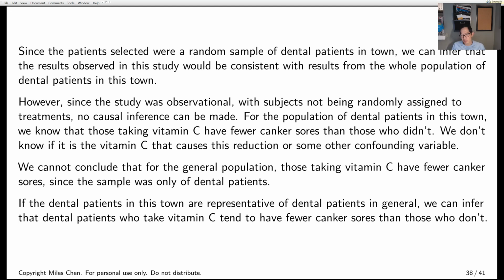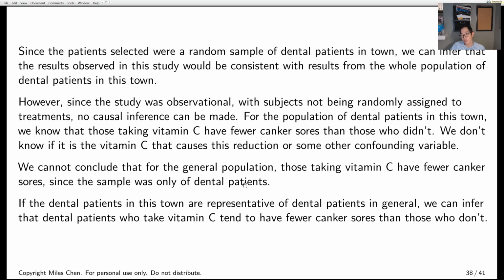Okay, we can't generalize beyond that because your sample of dental patients will not be representative of everyone else, unless you're confident that your dental patients are representative of the general population. Okay, but that's how we go. If the dental patients in this town are representative of dental patients in general, we can make this kind of inference.